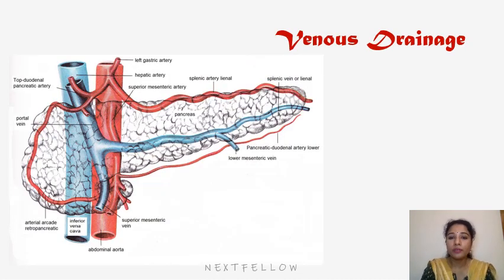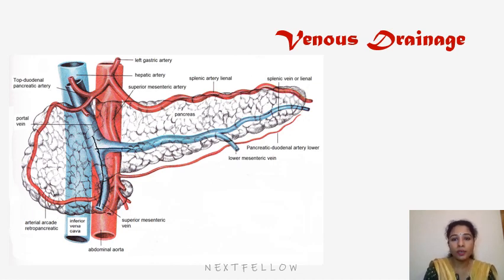Let's have a look at the venous drainage. The venous drainage of the pancreas is by the splenic vein, which is the principal vein. So how does it drain? The splenic vein drains into the portal vein. We can see the superior mesenteric vein and splenic vein join to form the portal vein.